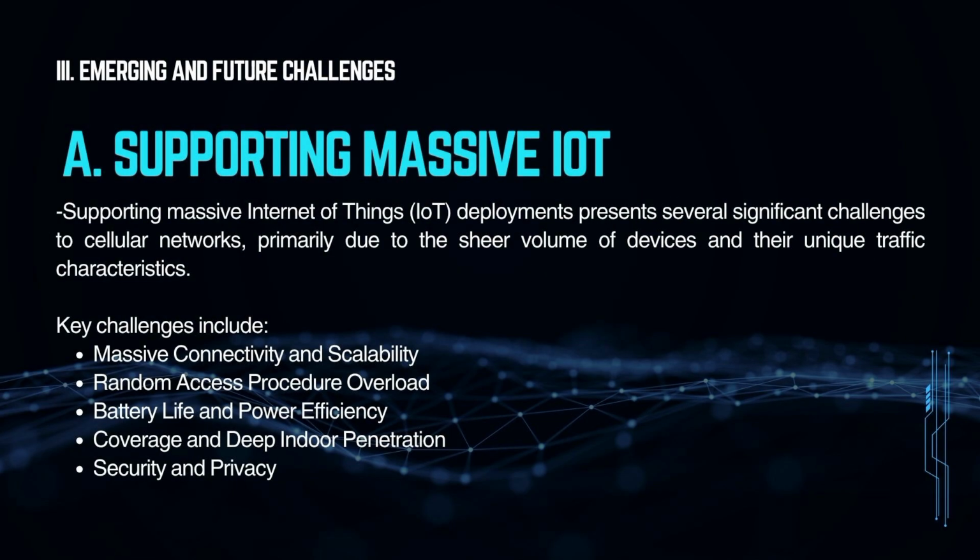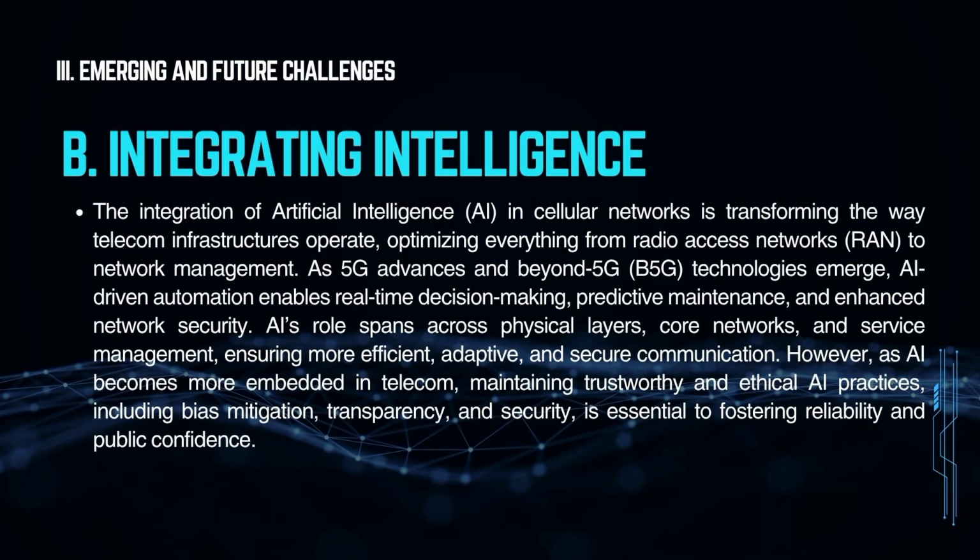First, from the emerging and future challenges is the supporting massive IoT. Supporting massive Internet of Things deployments presents several significant challenges to cellular networks, primarily due to the sheer volume of devices and their unique traffic characteristics. Key challenges include massive connectivity and scalability, random access procedure overload, battery life and power efficiency, coverage and deep penetration, and security and privacy.